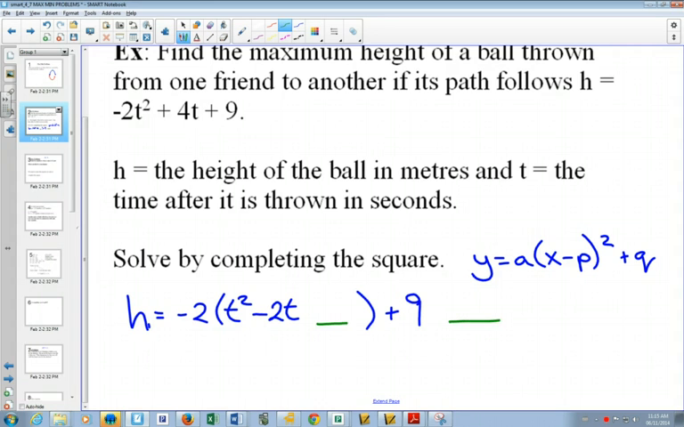And the first space, how do we fill in that green space? Divide the negative 2 by 2 and square. So we'd get negative 1, and negative 1 times negative 1 is positive 1. That first space will always be a positive number, because you divide by 2 and square.